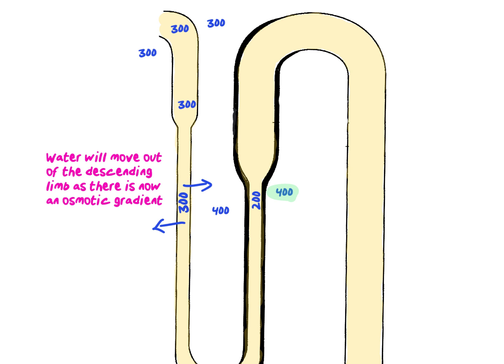Another point to make is that I'll be concentrating on the descending loop of Henle, but of course the collecting duct is surrounded by this tissue fluid as well, so there will be a concentration gradient here as well. So you might get some movement of water out from the collecting duct, but for now we're just talking about the descending loop of Henle.